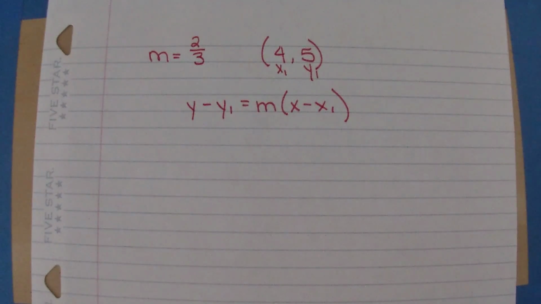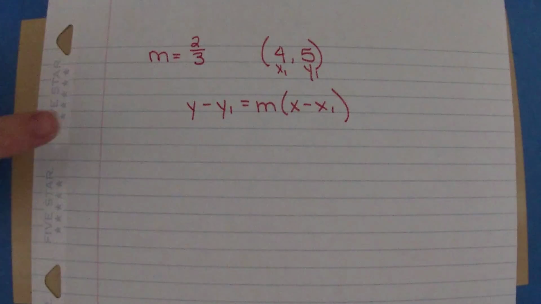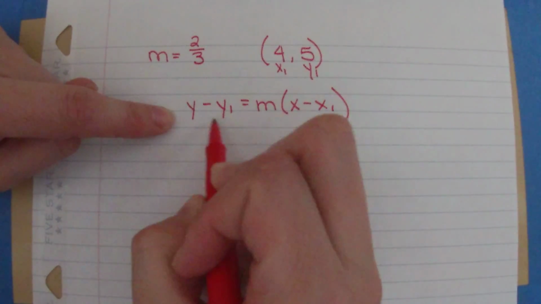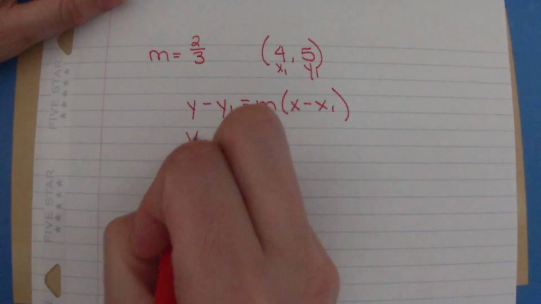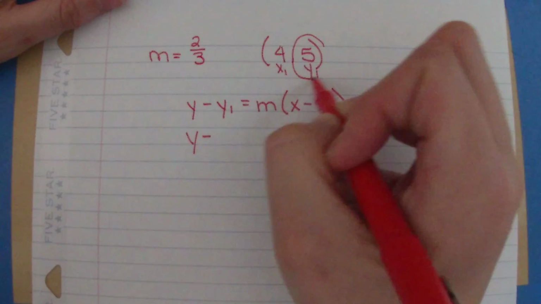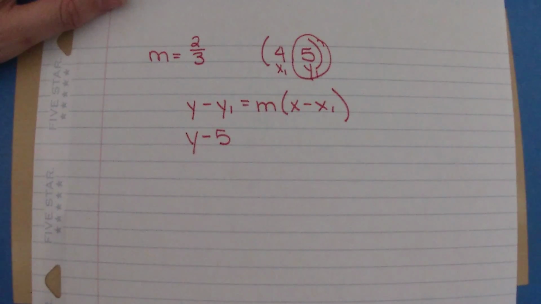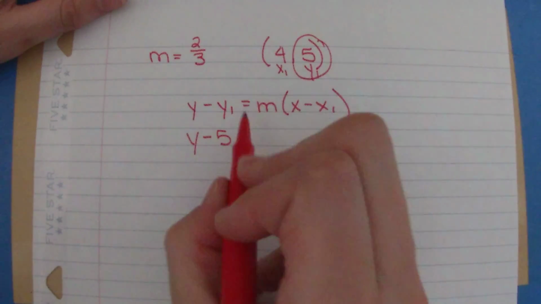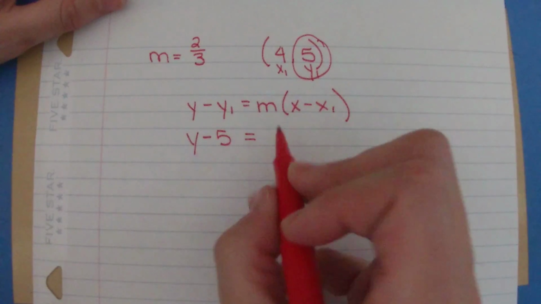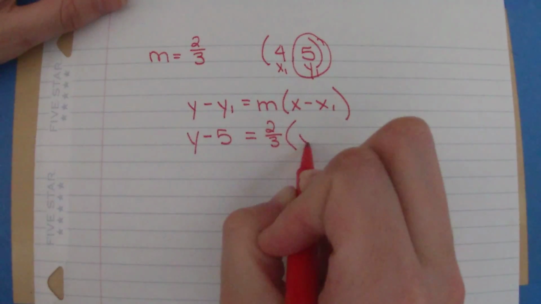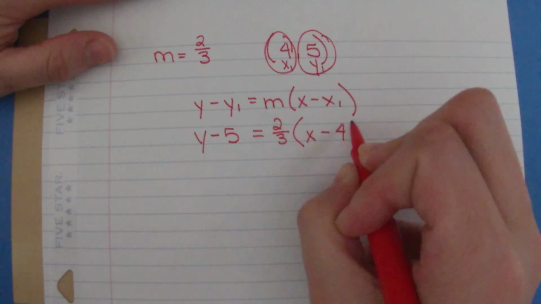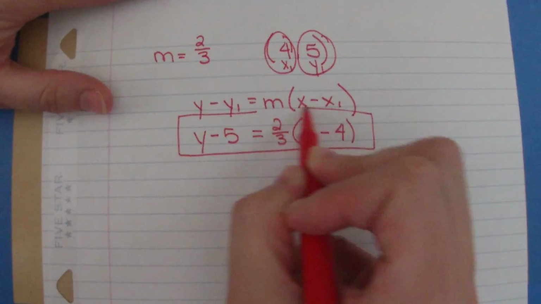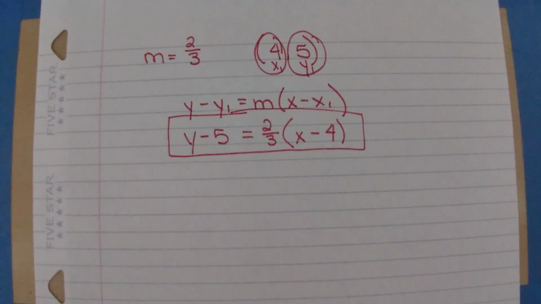Okay, we should then be able to go across and start plugging into our formula, where we're just going to replace each letter with its new assigned number. So I'll say y minus, but y sub 1 is now equal to 5. It was a positive, but now it looks like a negative, equals m, which we know is 2/3, times x minus, and our x sub 1 is 4. So there's our equation of the line. I just went in the backwards order of what we were just practicing on the previous examples.